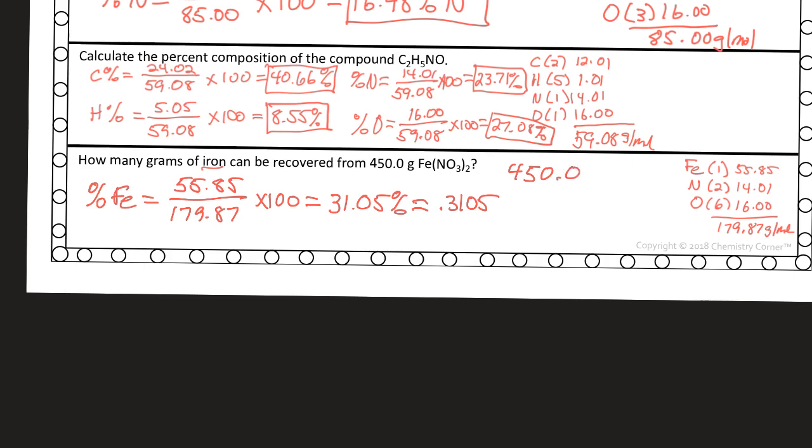So now I just take my mass, 450.0, multiply it by 0.3105, and I'm going to get 139.7 grams of Fe, and that is my total amount. So this is how percent composition would be used in chemistry. You'd actually use it to find out how much of a certain element you can recover from a product, or you can also determine how much of a certain element is going to be needed to make a certain product.